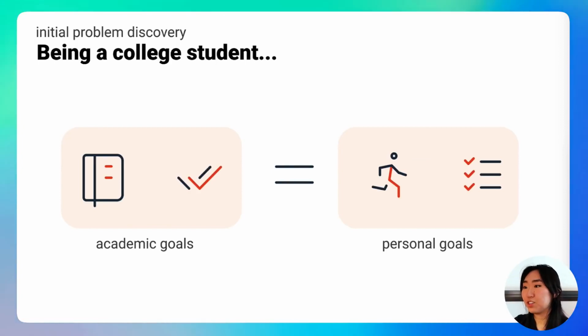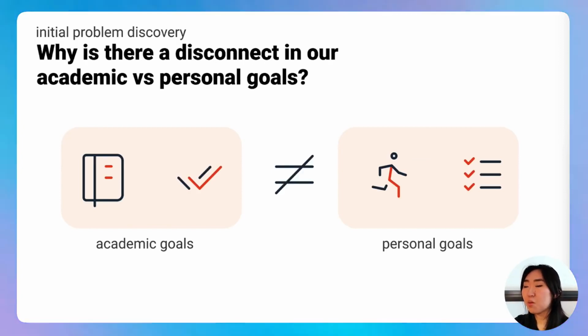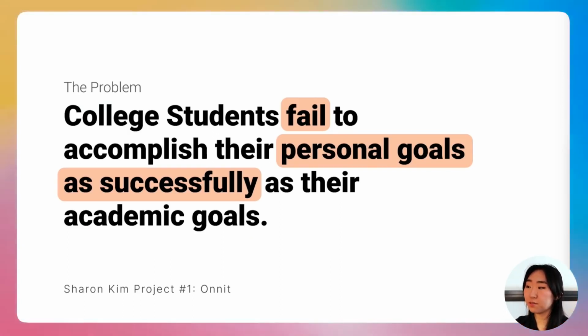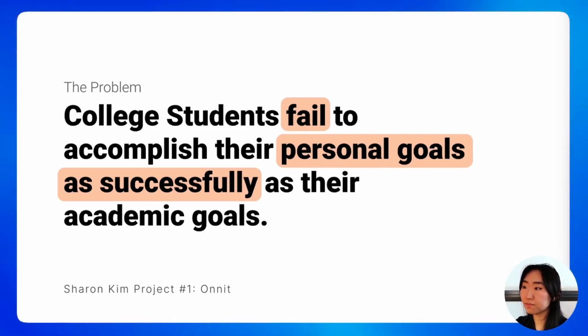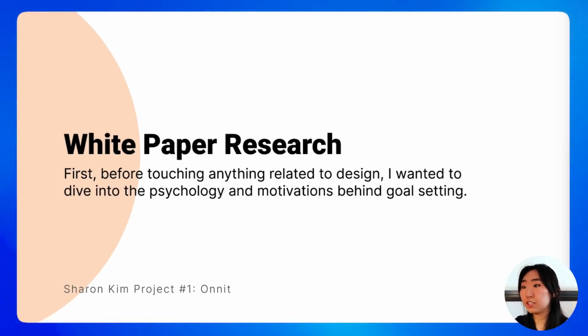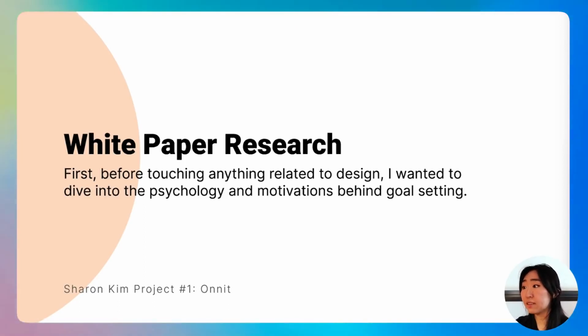So this sparked the question in me of why was there this disconnect between achieving our academic goals versus our personal goals? More specifically, the problem was college students fail to accomplish their personal goals as successfully as their academic goals. So I'm really passionate about personal development, and before touching the visual elements of design, I started off with white paper research. I wanted to first dive into the psychology of goal setting, motivation, and the mindset needed.